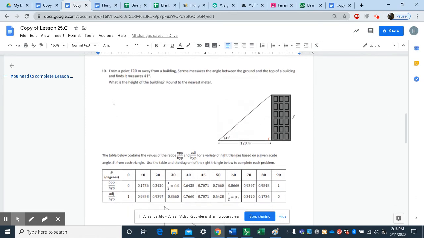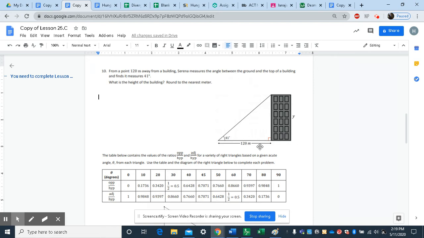So now, down here, we have a picture. And it says, from a point 120 meters away from a building, Serena measures the angle between the ground and the top of a building and finds it measures 41 degrees. What is the height of the building? Round to the nearest meter.